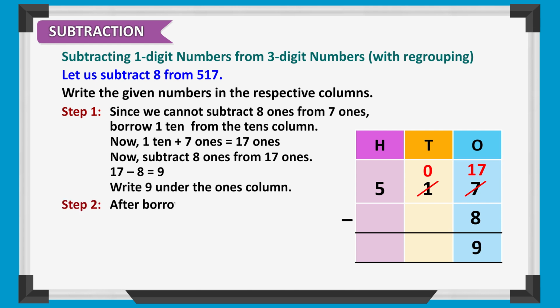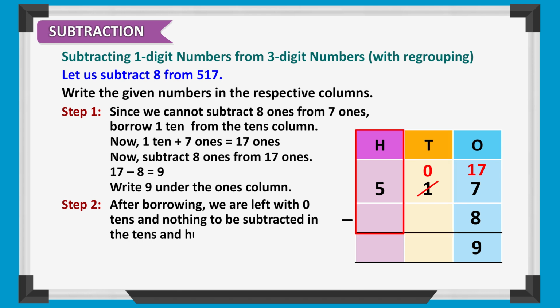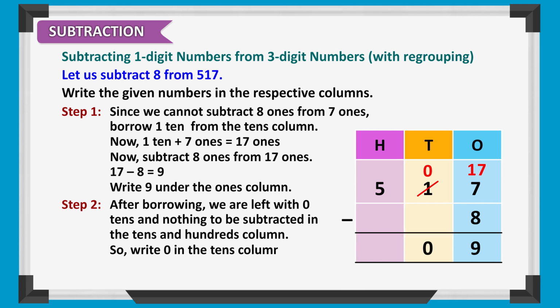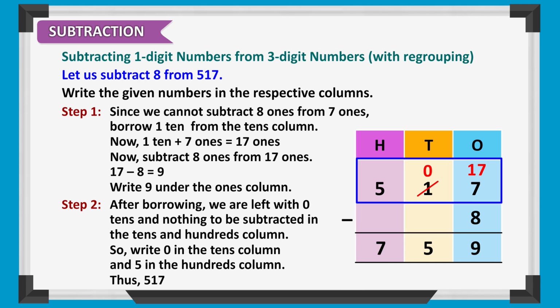Step 2. After borrowing, we are left with 0 tens and nothing to be subtracted in the tens and hundreds column. So, write 0 in the tens column and 5 in the hundreds column. Thus, 517 minus 8 is equal to 509.